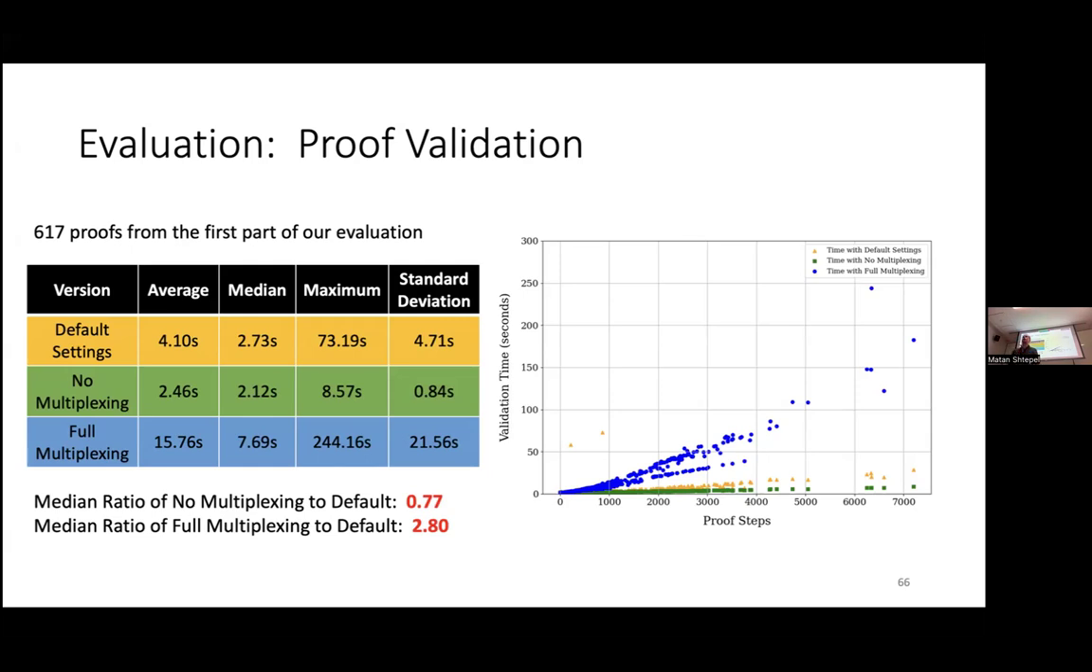The median running time ratio of no multiplexing to the default is 0.77, and the median ratio for full multiplexing is 2.8. That means that turning off multiplexing does provide a performance improvement for us, but comparatively speaking it's not that large. So we consider the security gain that comes from multiplexing worth the cost.